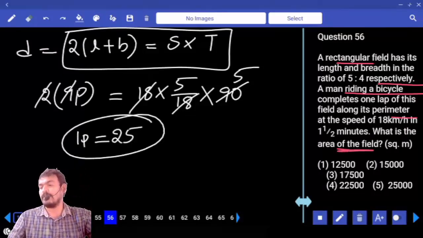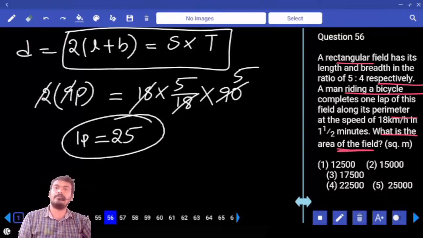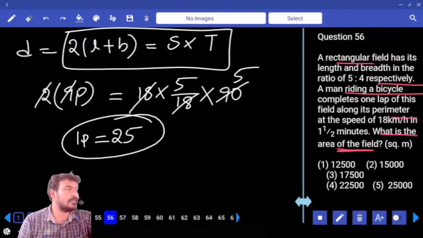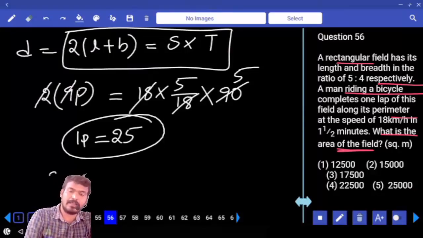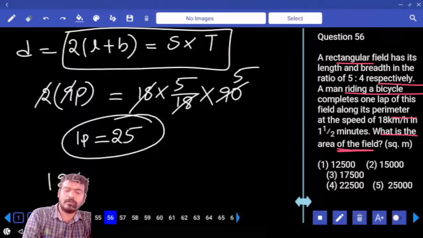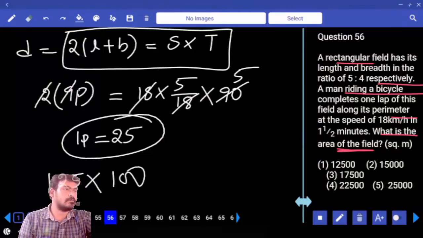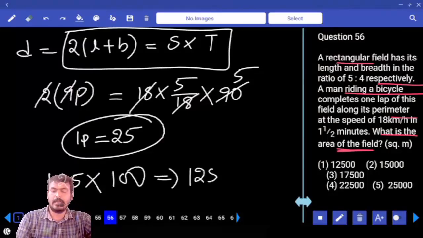What is the question here? Area of the field. Area of the field means length into breadth. What is the length value? 5 parts, and 5 parts means it is 125. Breadth value is 4 parts, and 4 parts means it is 100. Then the answer is 12,500.